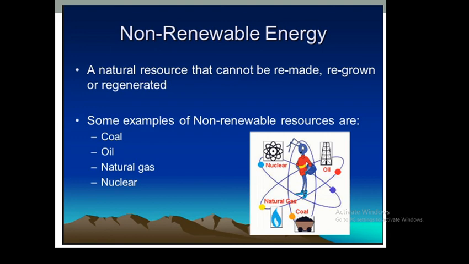How do people remove fossil fuels from the ground? By tanker ships and different other modes. Are they renewable or non-renewable? Non-renewable.